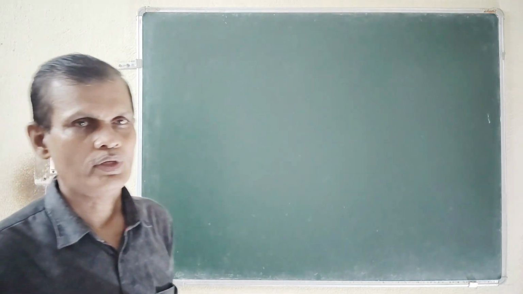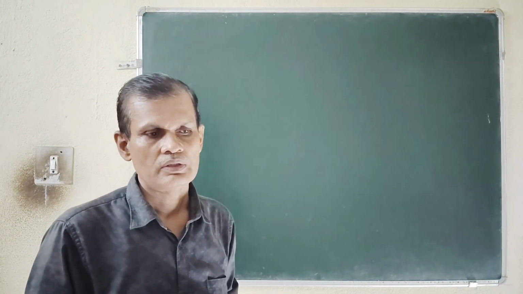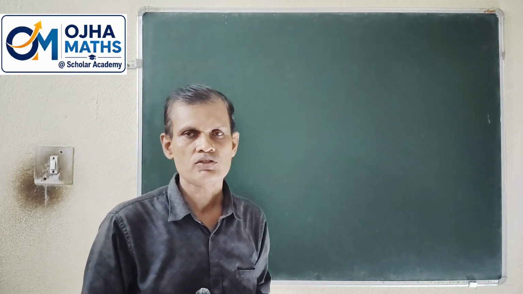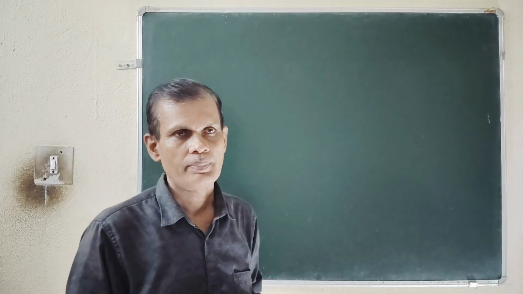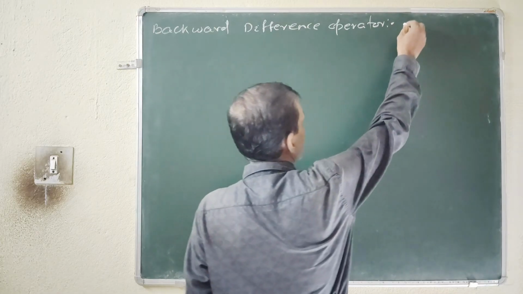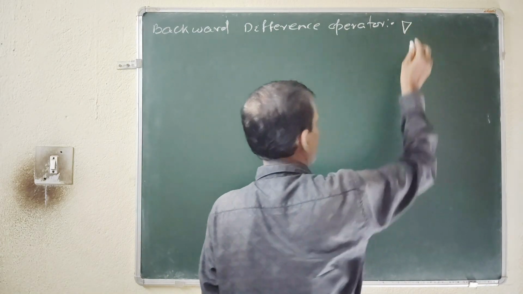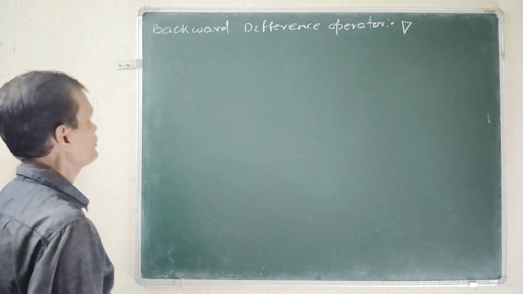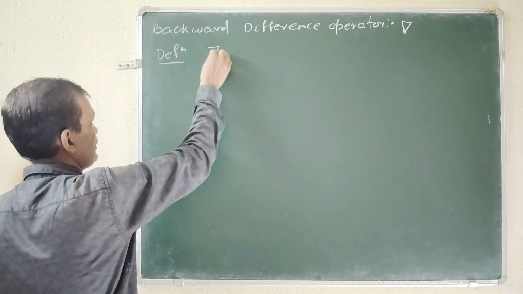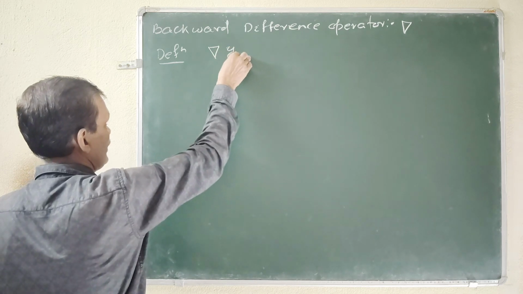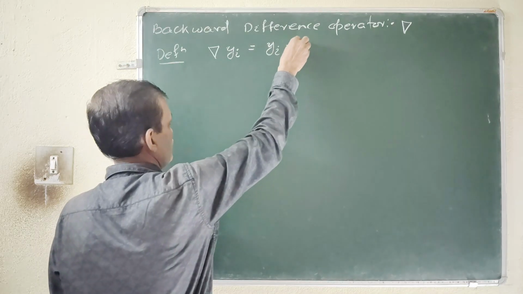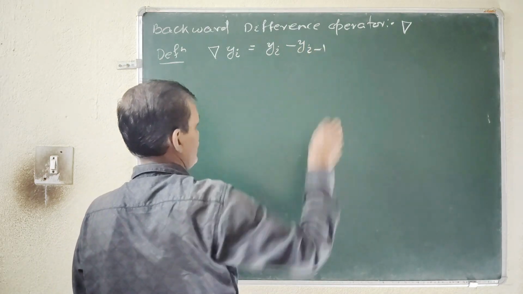Dear students, already we have discussed in our previous video the forward difference table or forward difference operator. Today we will discuss the backward difference operator, and its notation is inverted delta. How do we define it? Its definition is: backward delta yi is equal to yi minus yi minus 1.